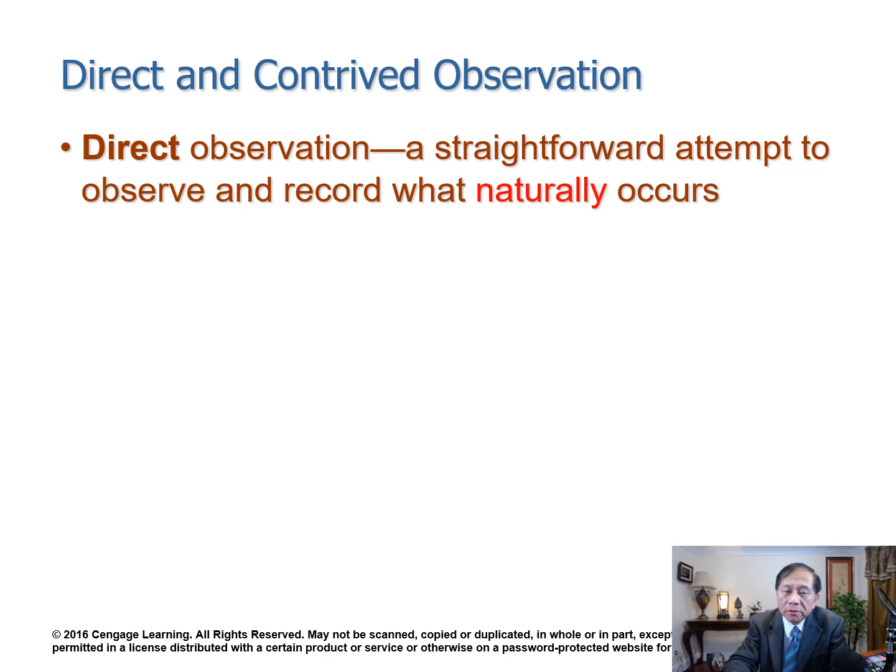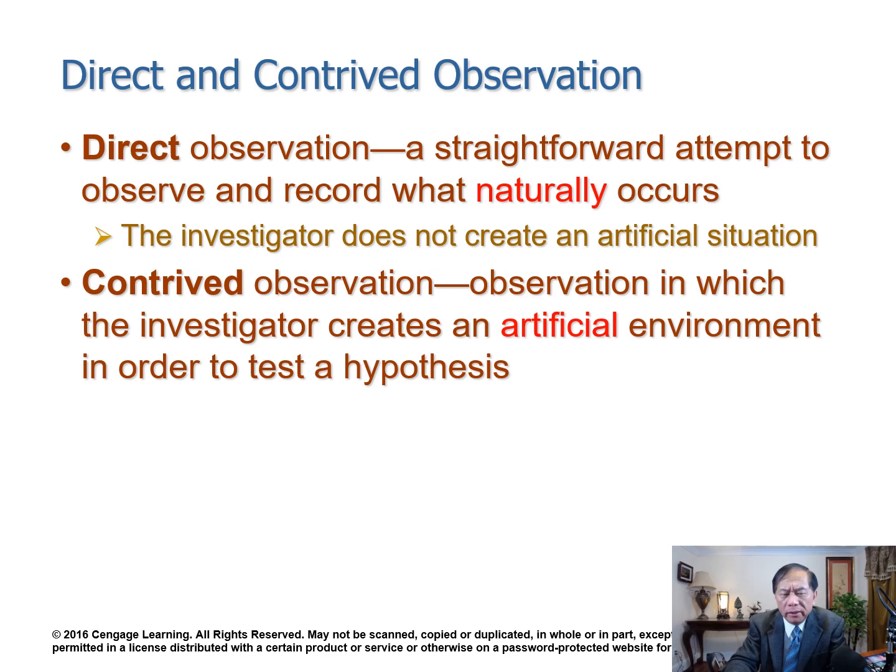What is direct observation? Direct observation is a straightforward attempt to observe and record what naturally occurs. The investigator does not create an artificial situation. It's natural, right? Naturally occurring. Contrived observation. What's contrived observation? It's an operation in which the investigator creates an artificial environment in order to test the hypothesis.